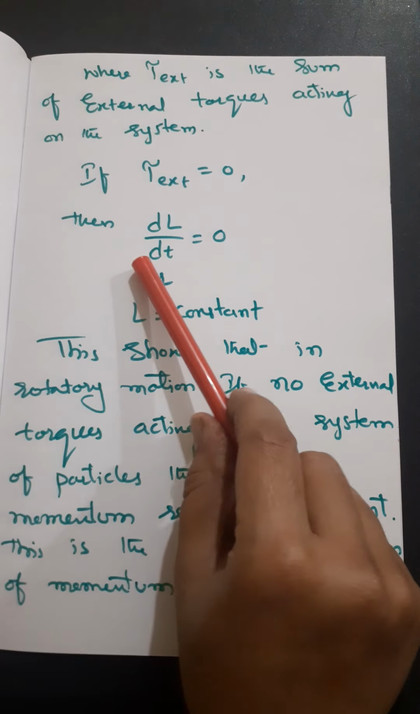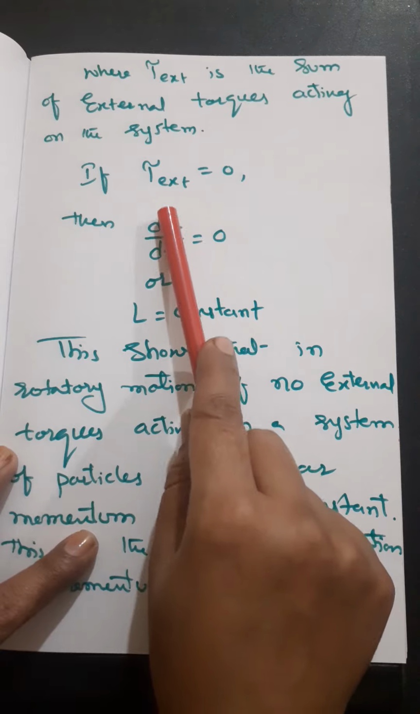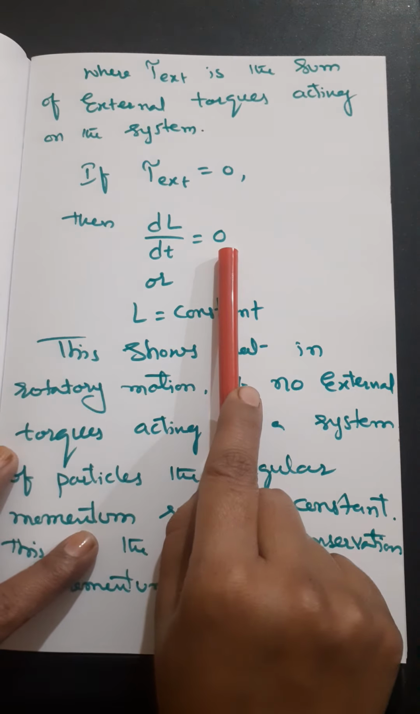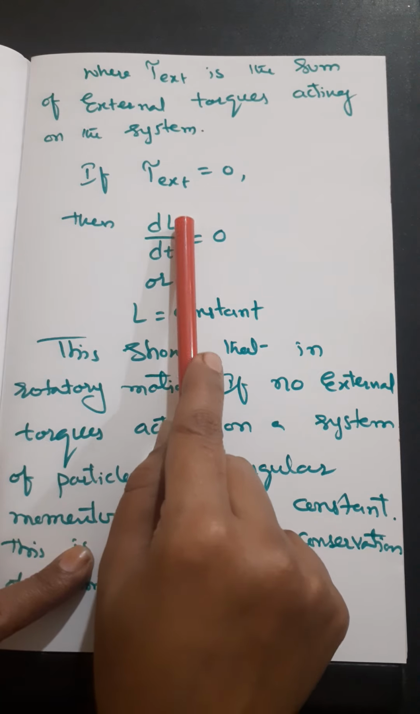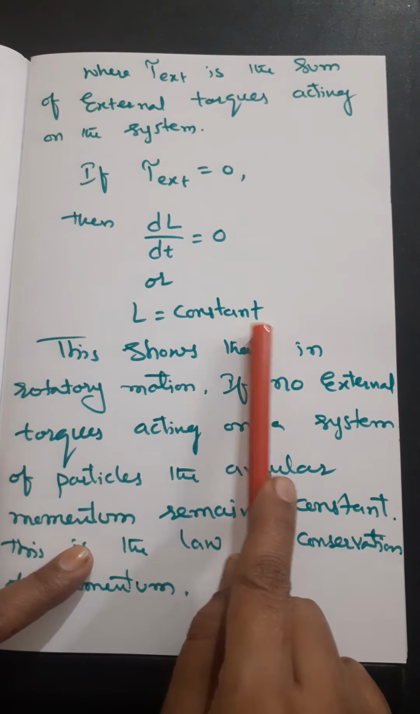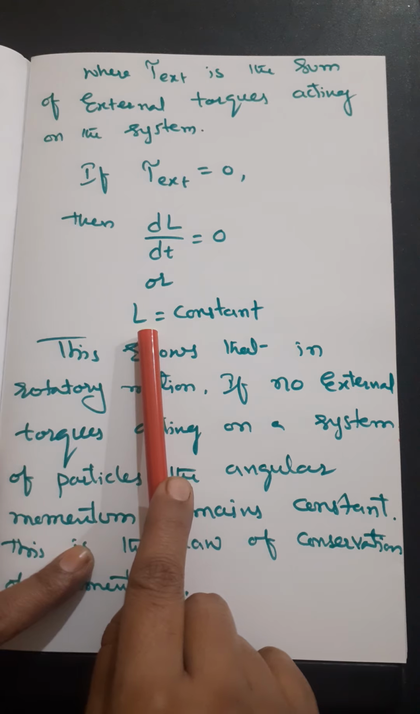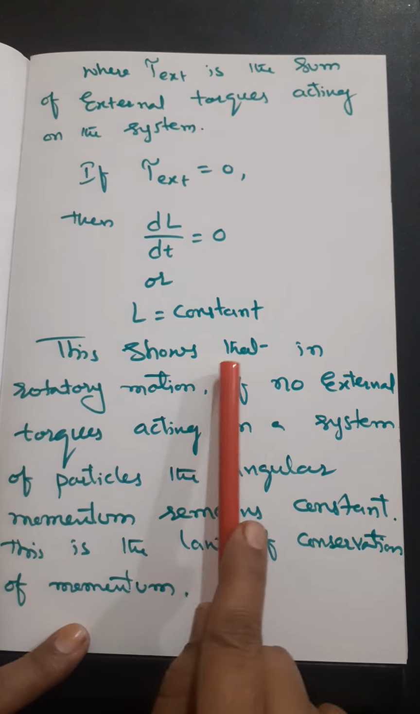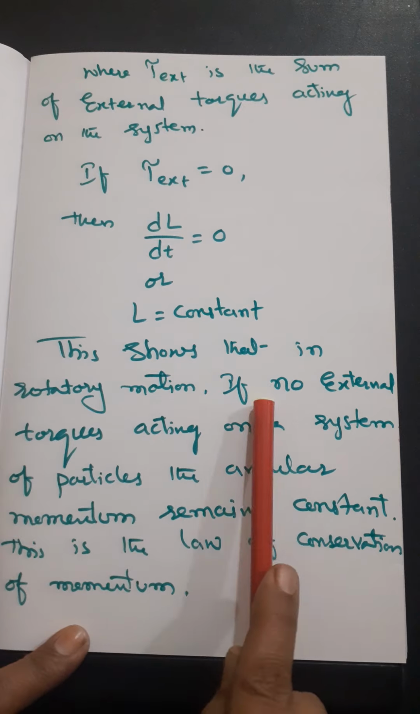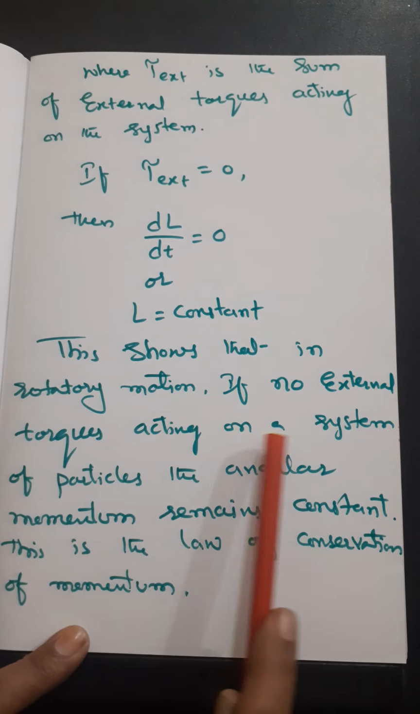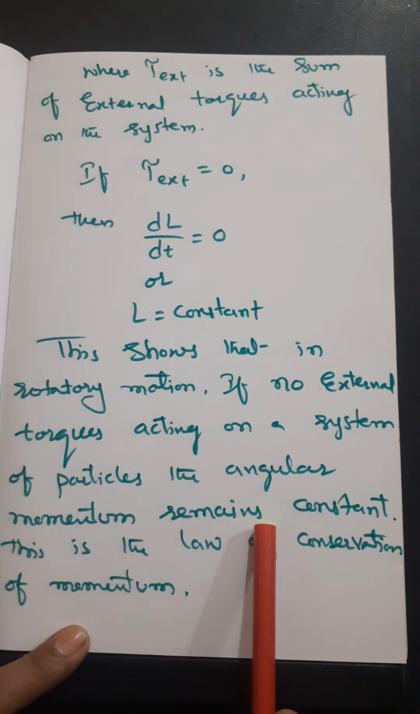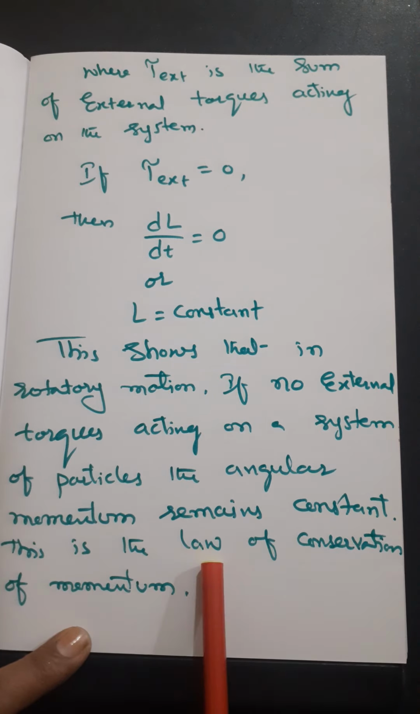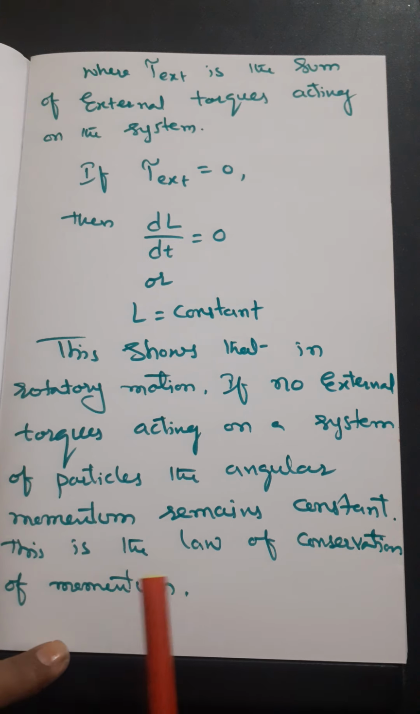The differentiation of something being 0 will happen when it must be constant. When this term must be constant, it means L is constant. What is L? L is nothing but the angular momentum. So this shows that in rotatory motion, if no external torque acts on a system of particles, the angular momentum remains constant. This is the law of conservation of angular momentum.